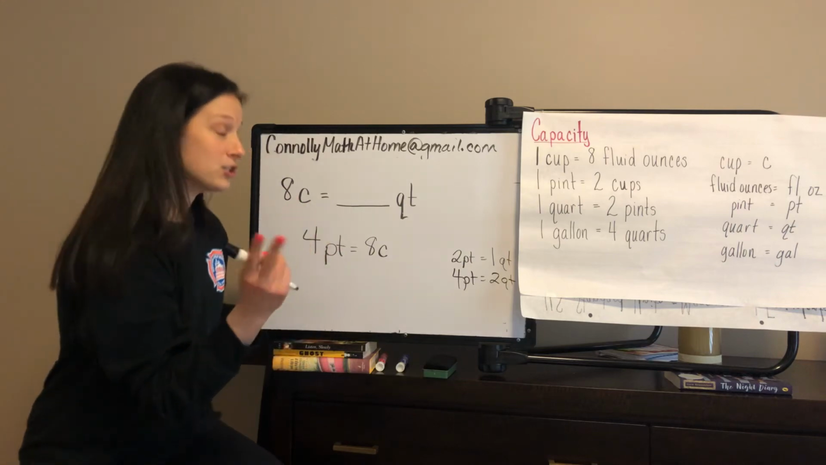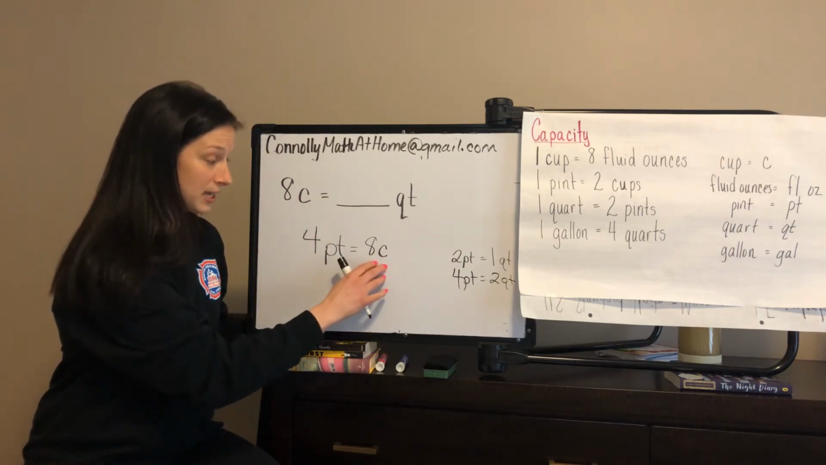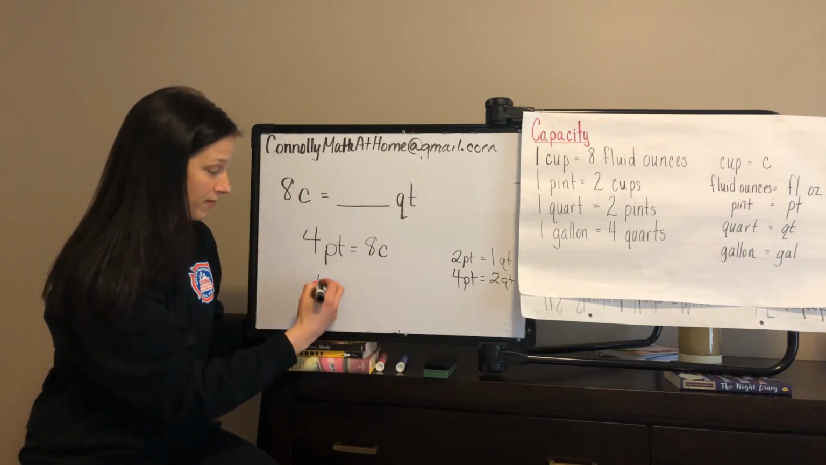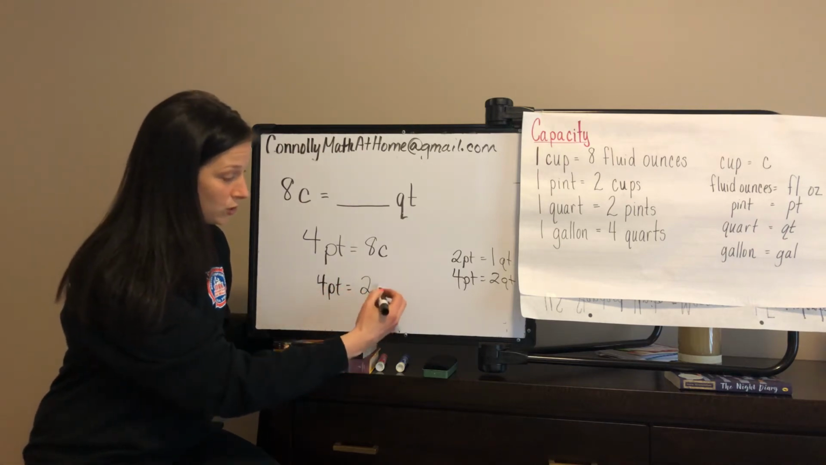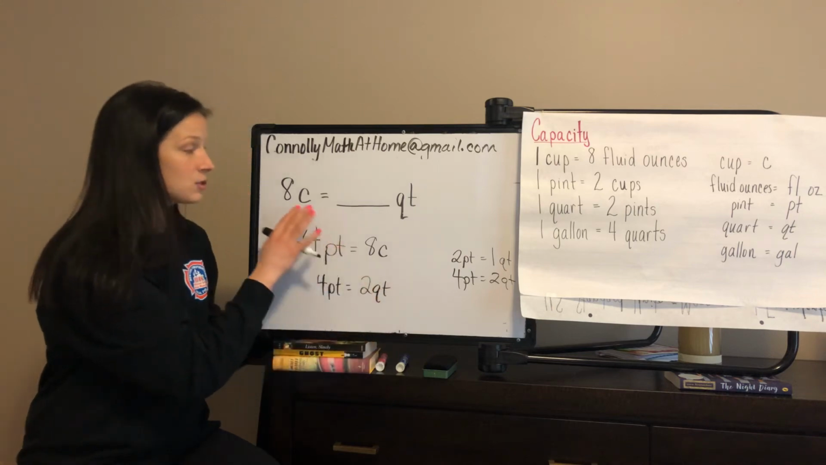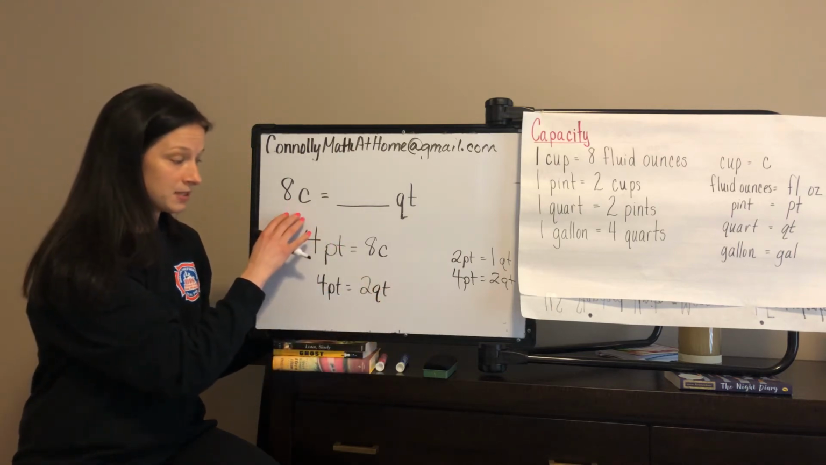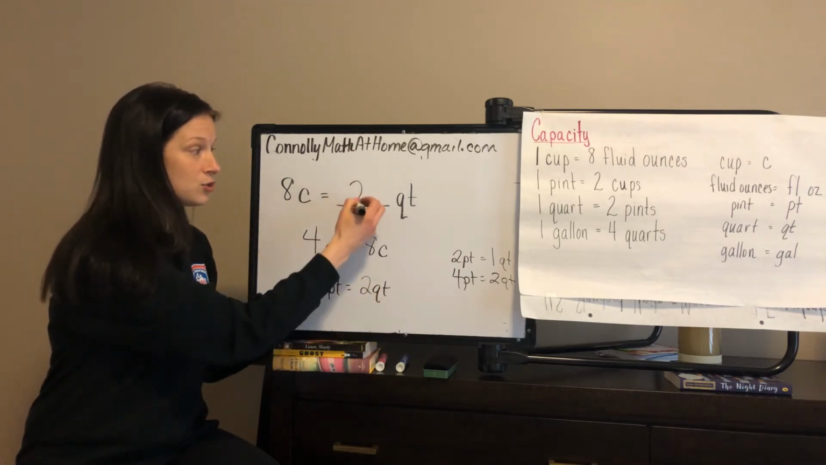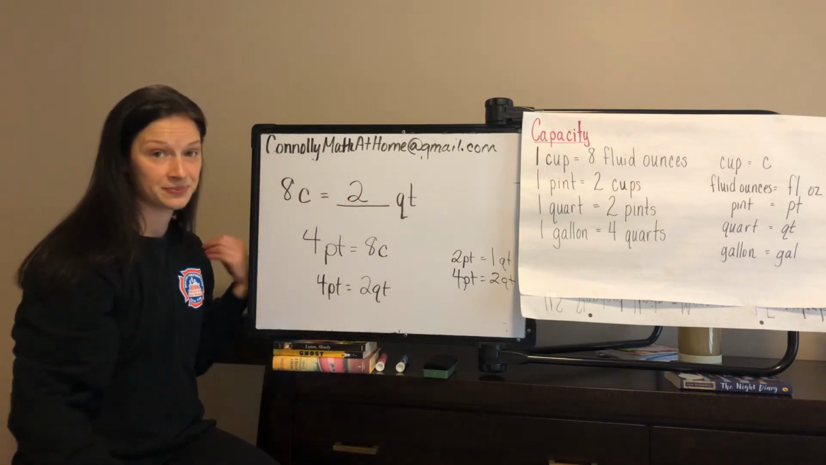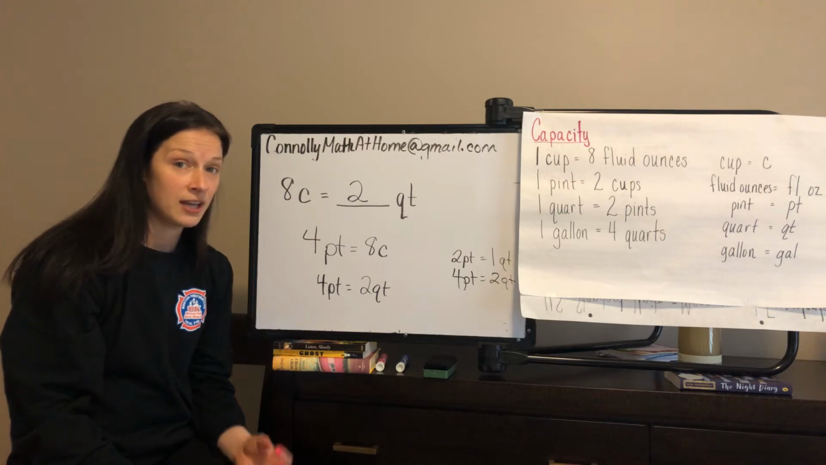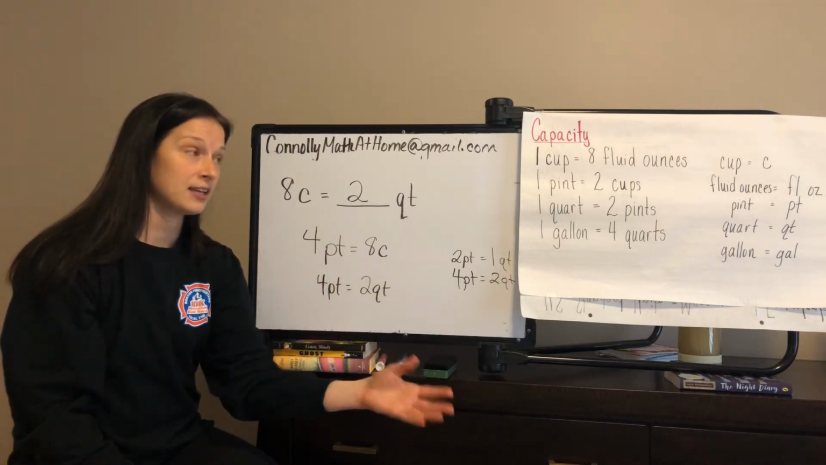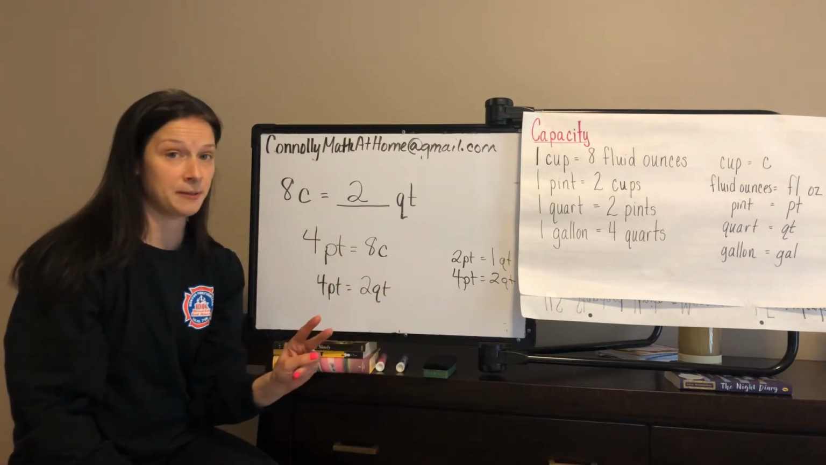So I had to do 2 steps. 8 cups equals 4 pints, and then I know that the 4 pints I ended up with equals 2 quarts. So if I have 8 cups, I have 2 quarts. So it's something you're going to have to keep track of, what steps you need to take if they're asking you to take 2 steps.